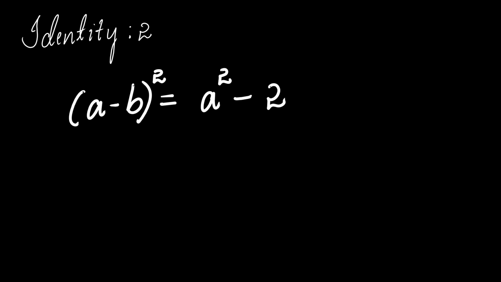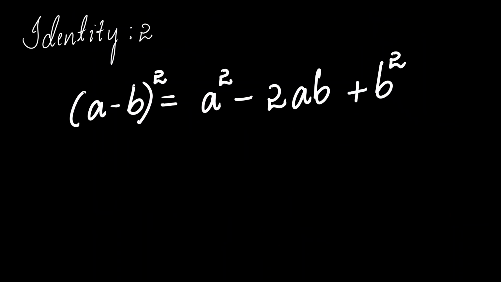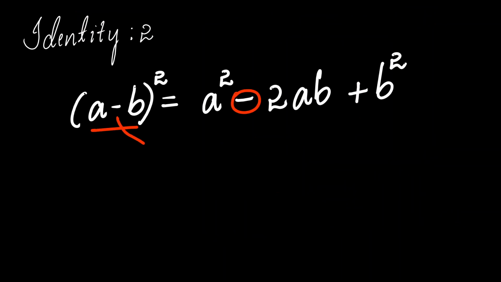The next identity is (a − b)² = a² − 2ab + b². This identity is almost same as the previous one. The only difference is the sign. In the first identity we had a plus b, but here we have a minus b. So if there is a minus between a and b, the middle term also becomes minus. In the first identity we had a plus b, that's why all the signs were positive. Now here we have minus, that's why we are using minus in the middle term.